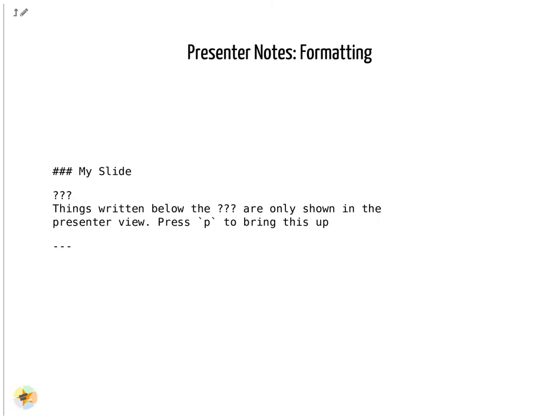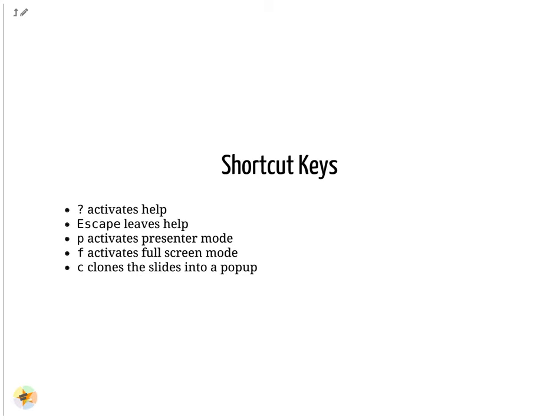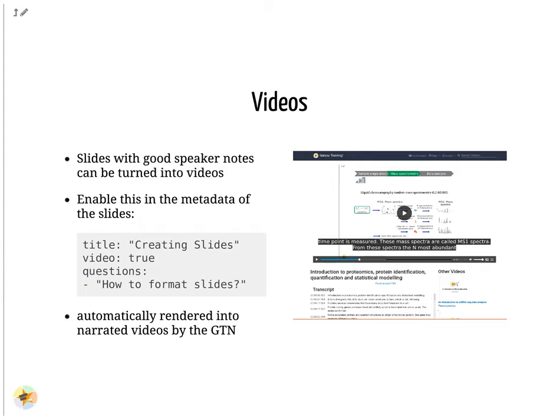Things written below the three question marks are only shown in the presenter view. Press P to bring this up. Press P to bring this up, and the question mark to show the presenter view shortcut keys. The key to close the help isn't shown in the keyboard shortcuts, but it is the escape key.